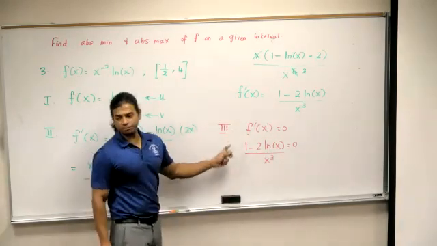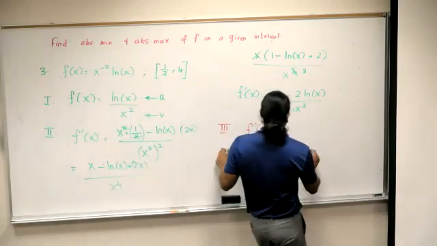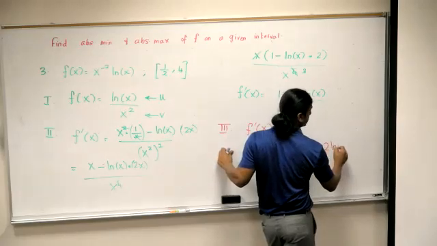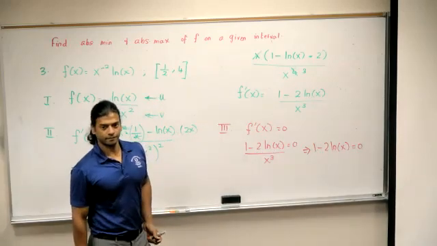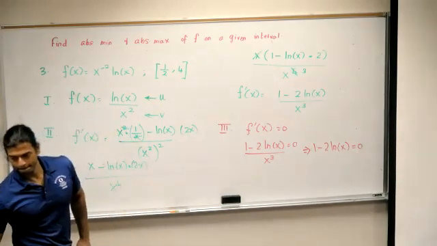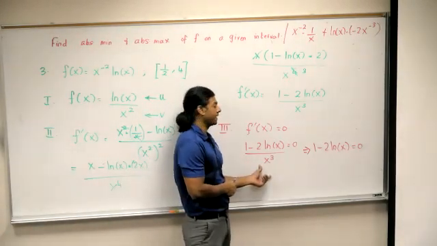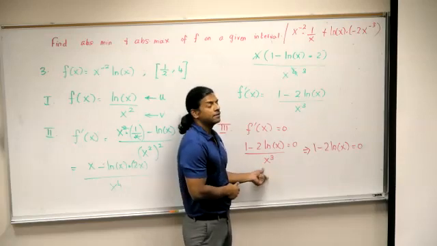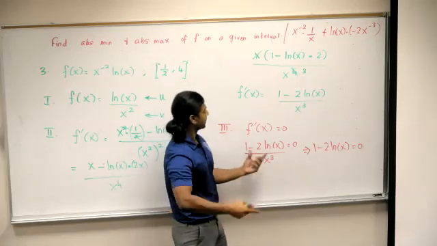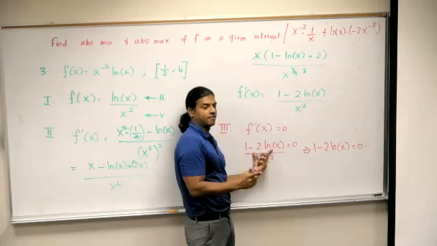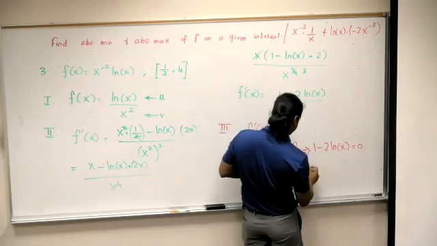For a rational expression to be equal to 0, the numerator has to be 0. So 1 minus 2 ln of x equals 0. What happened to the x cubed when I set the derivative equal to 0? It really doesn't matter. For a rational expression to be equal to 0, all I want is the numerator to be 0. Wouldn't the answer for x be e to the power 1/2? Patience, I'm getting there.